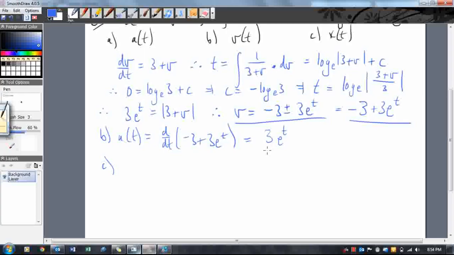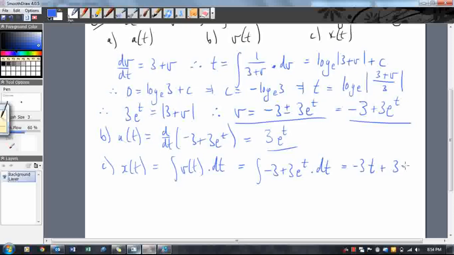And the last one we wanted was x of t. So x of t, how do we find x of t? That's the integral of v dt, going in that direction. So that's equal to the integral of negative 3 plus 3e to the t dt. Someone's excited outside. That's equal to negative 3t, and what's the integral of that? Plus 3e to the t. Good. And plus some, have we used c yet? We've used c at the top, so I'll go plus d.